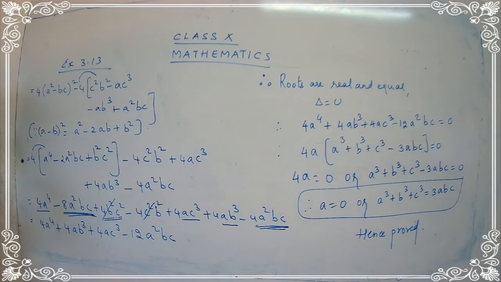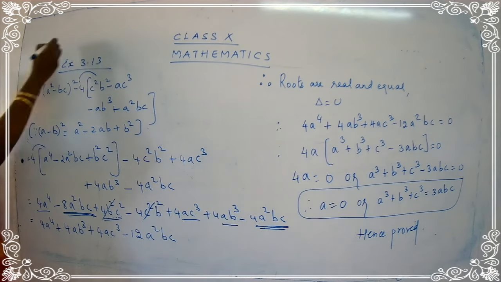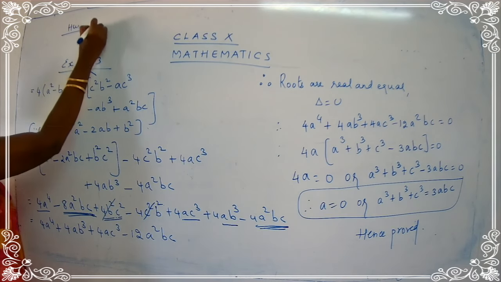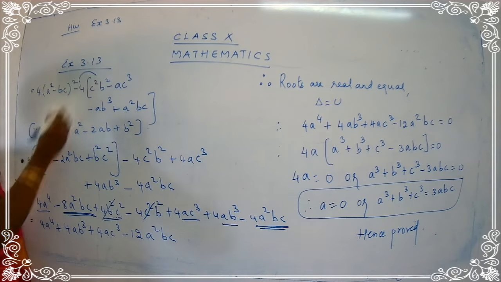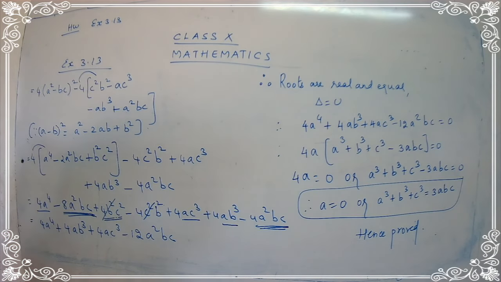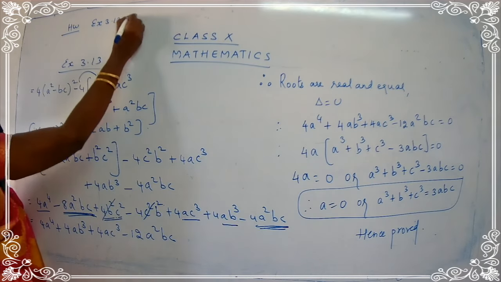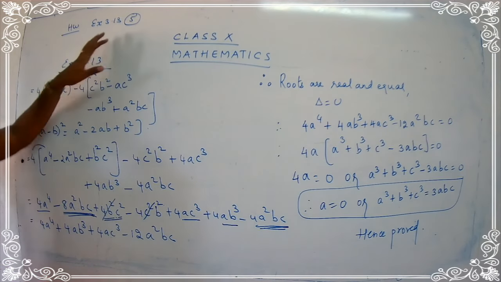Okay, so now let's go for the homework part, children. Take down your homework. Homework is from exercise 3.13. I want you to try out the fifth sum once again. You are going to try the fifth sum once again. Whatever, that same sum. Homework is the fifth sum.